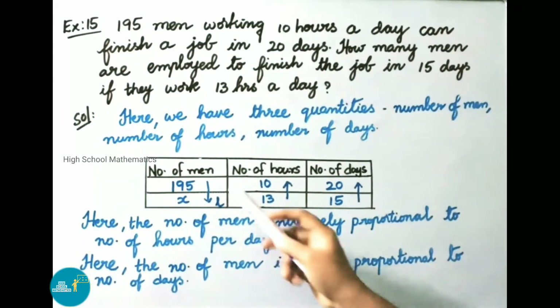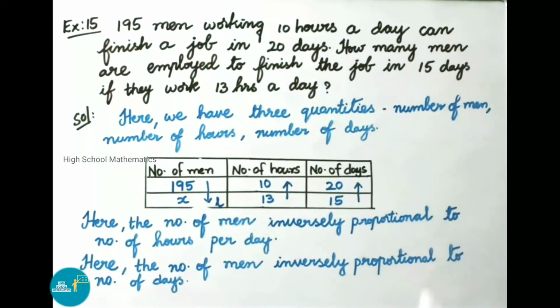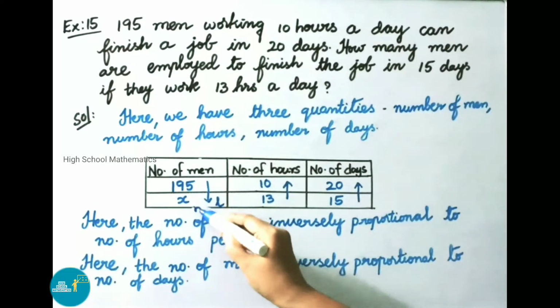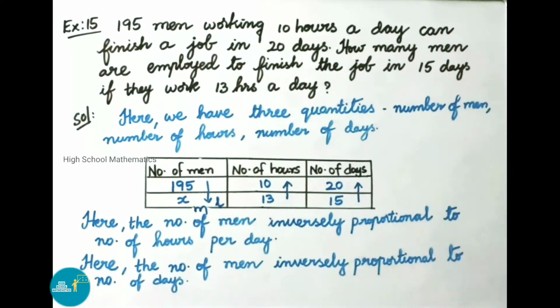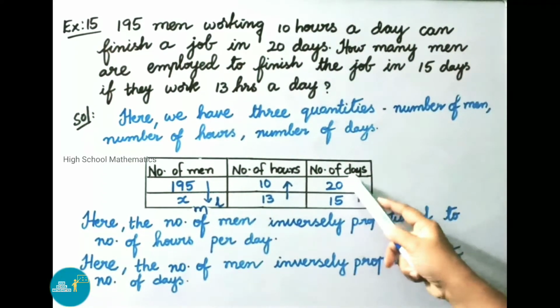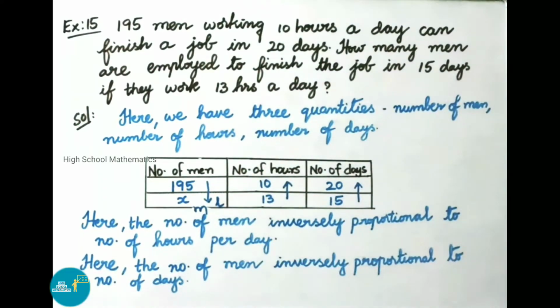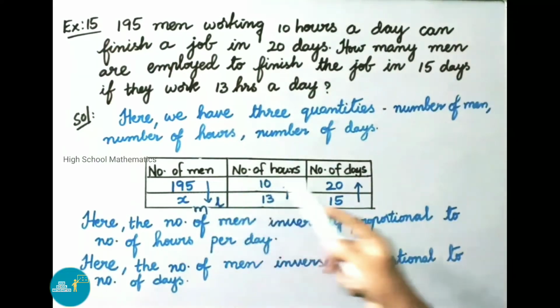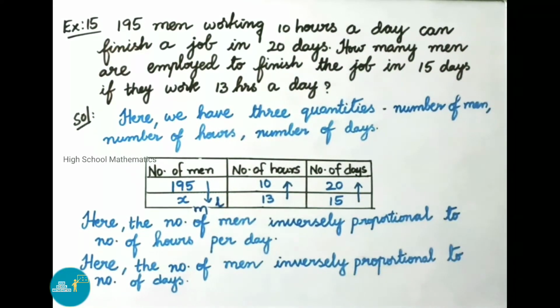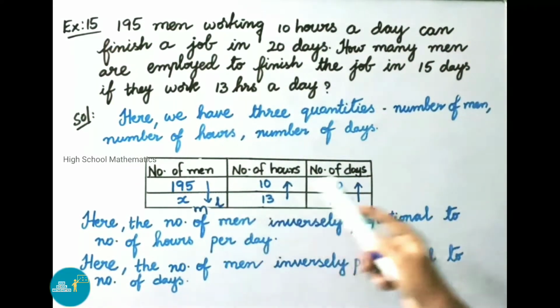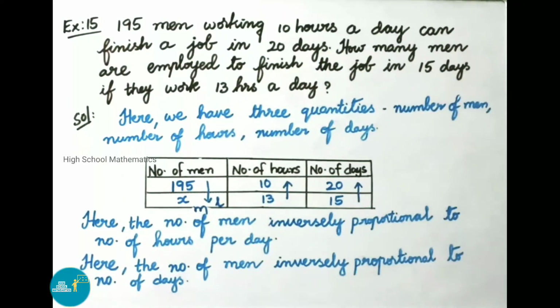Now let us compare the number of men and the number of days. For 20 days, 195 men were required to do the work. For 15 days, more men were required. See here, more days, fewer men. For fewer days, more men were required. So these both quantities are in inverse proportion. Here the number of men and the number of days are inversely proportional.